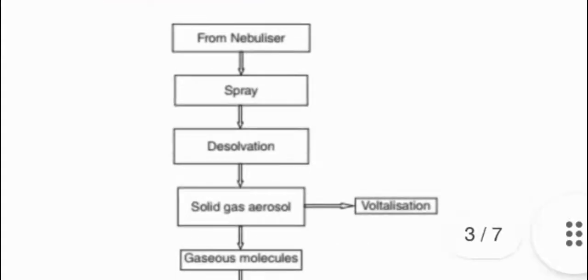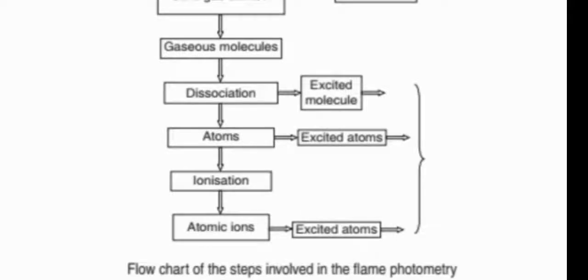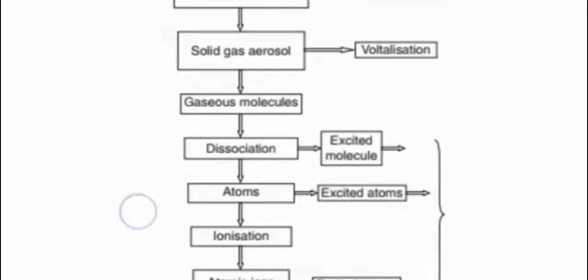And the important thing is the flow chart of the steps involved in flame photometry. From the nebulizer it goes to the spray, including dissolution, where the solid or gas aerosols are volatilized into gaseous molecules, and the dissociation of them into excited molecules, which go to atoms. The excited atoms further go to ionization, forming atomic ions and excited atoms.